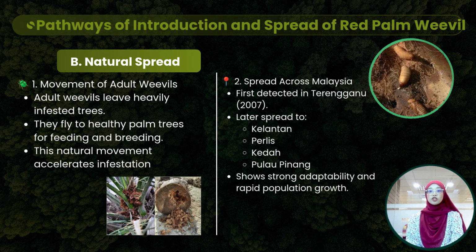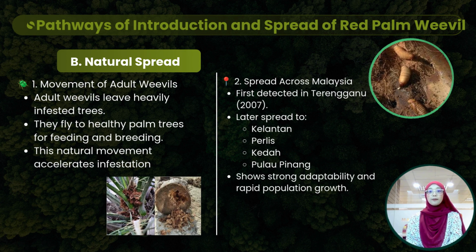Secondly, the red palm weevil also spreads naturally. Adult weevils leave heavily infested palm trees and fly to nearby healthy trees to feed and reproduce. This natural movement increases the rate of infestation and makes control efforts more challenging.